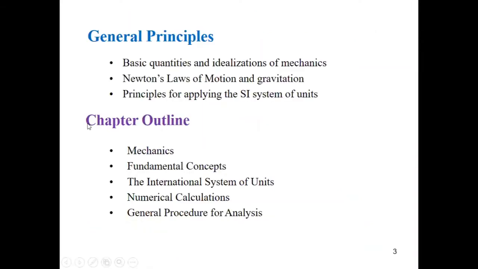Now, general principles here: basic quantities and their idealization for mechanics. We will learn Newton's laws of motion and gravity. After that, the International System of Units, or SI units. So the outline is mechanics, fundamental concepts, SI units, calculations, and analysis.